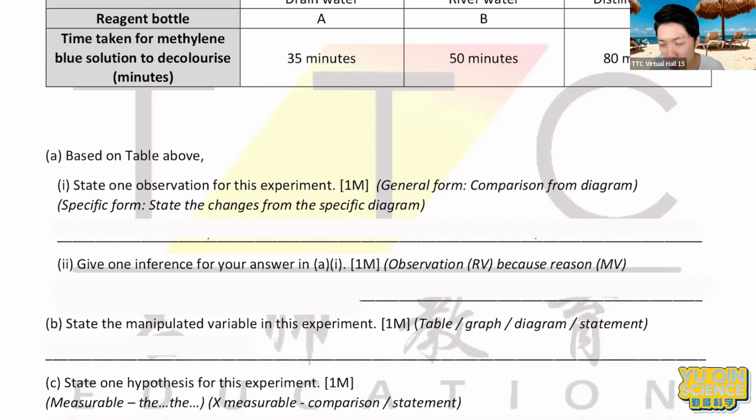Look at your responding variable, your table. You want to compare like longer, shorter, longer time, shorter time. Other words don't use. Don't write higher time, lower time. There's no such thing. There's always longer time, shorter time, or faster or longer also can. Faster also can.